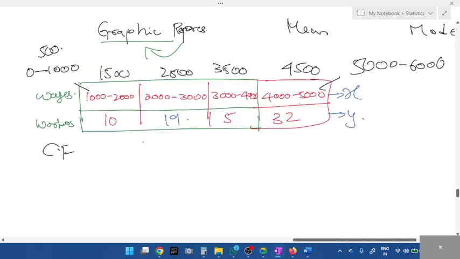Yeah. Tell me the cumulative frequency for this, students. 10 will remain as it is. How do you find the next one? 10 plus 19. Actually, we don't write it like this. You know how to write the column, right? Row wise, column. 19, 29 plus 5, 34 plus this, you get 60. Okay, this is the ogive graph.